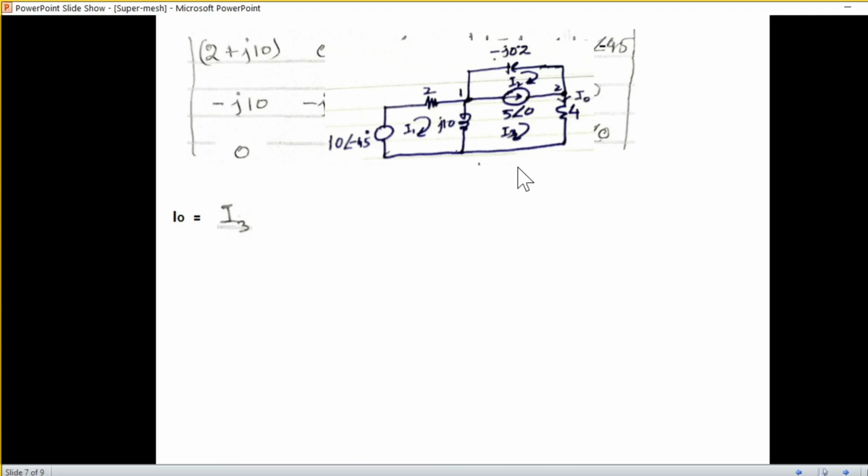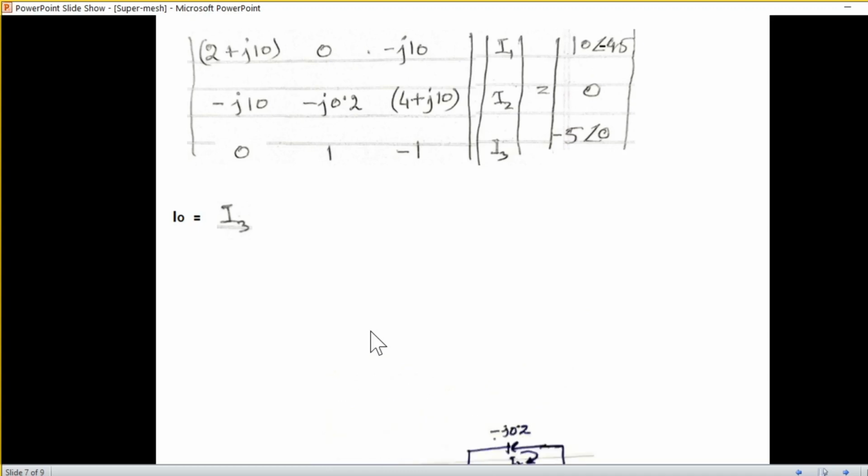Keep in mind that we need to find I naught, which is actually equal to I3. So we'll actually find I3, and to find I3, we will use Cramer's rule. Cramer's rule says that for I3, you have to use delta 3 divided by delta. There are many videos on this; you can just watch them.